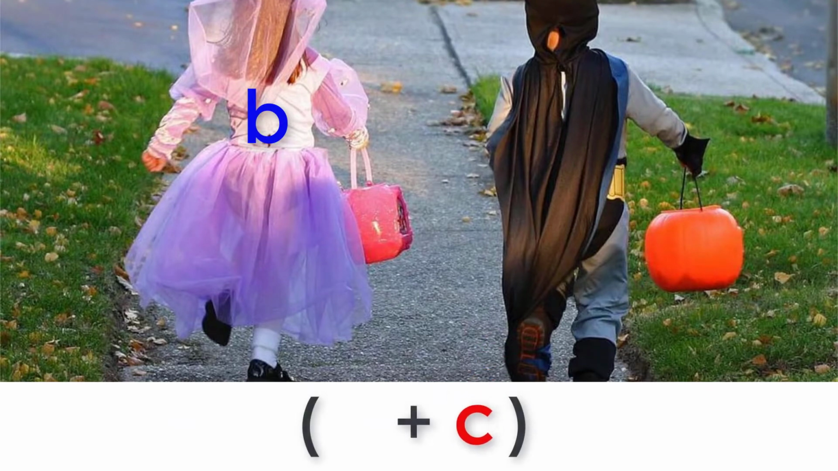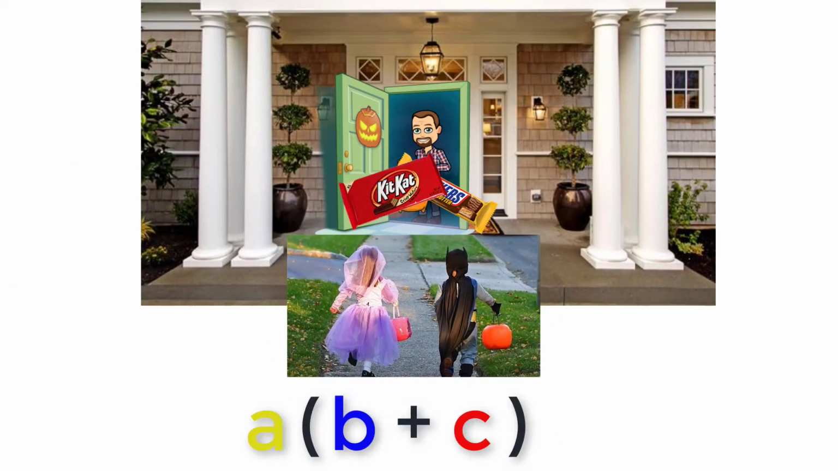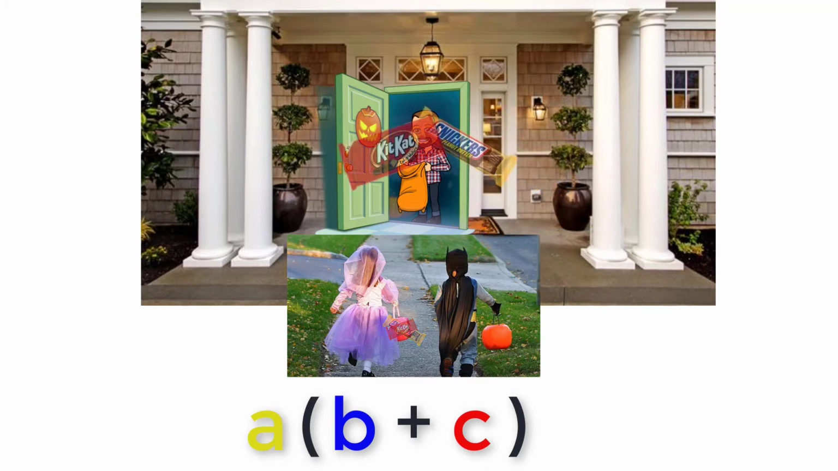But they both show up at my house. And A, that's like me at the door, and I'm about to hand out candy on Halloween. They're both here at my door. If I hand out candy to just Novalee and not Case, that just ain't right. Right, Case? Yeah. You have to make sure that you distribute as though you're distributing candy to both terms in parentheses.